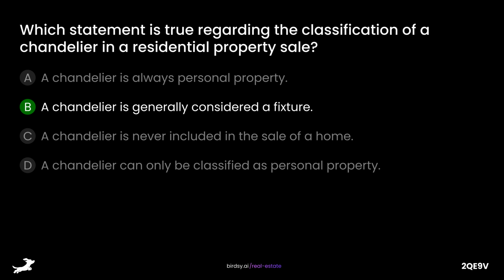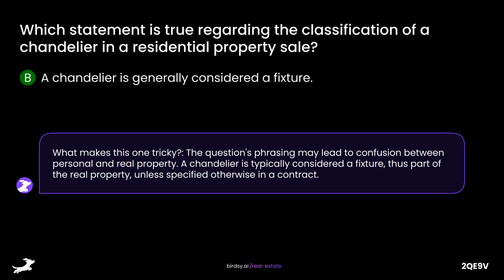The answer is B. A chandelier is generally considered a fixture. What makes this one tricky? The question's phrasing may lead to confusion between personal and real property. A chandelier is typically considered a fixture, thus part of the real property, unless specified otherwise in a contract.